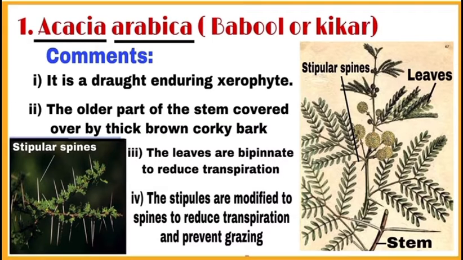You can see the diagram showing bipinnate leaves in acacia plant. These types of leaves again help to reduce transpiration. Next adaptation is the stipules are modified to spines. What are these stipules? Stipules are actually outgrowths borne on both sides of the base of the leaf stalk, which are modified to spines. So, the spines of acacia are also called stipular spines. These spines reduce transpiration and prevent grazing by animals, and you can see these stipular spines in the diagram also.